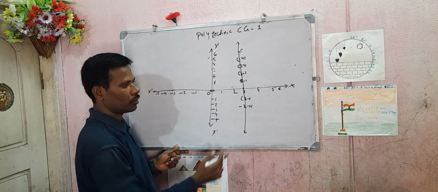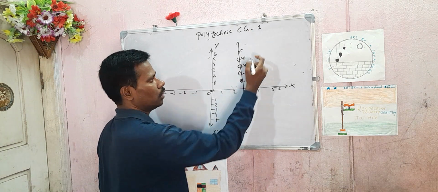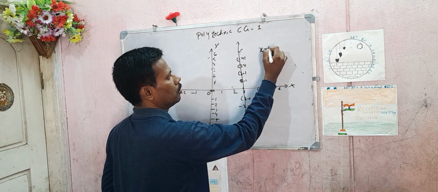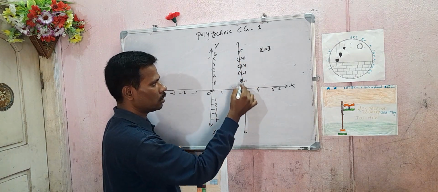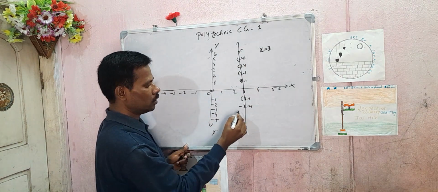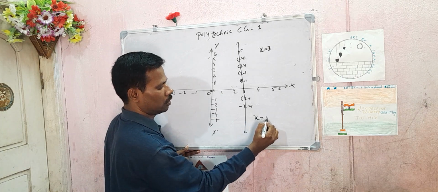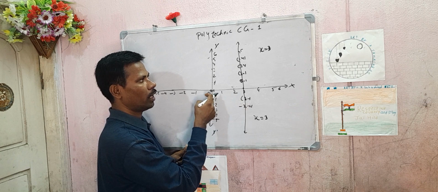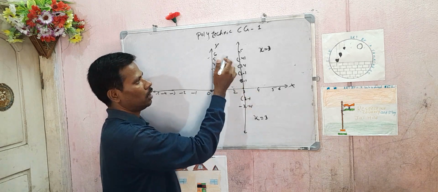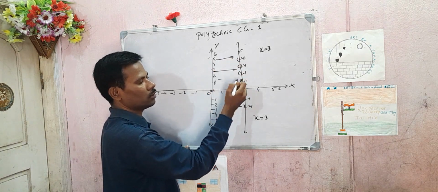So what do you notice from this? X is equal to 3. X is always 3. Now look at this. X is equal to 3, 3, 3, 3, 3. Y is differing. X is equal to 3 is a straight line parallel to which axis? Y axis or x axis? Yes, this is parallel to y axis.